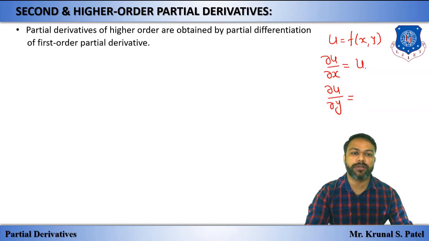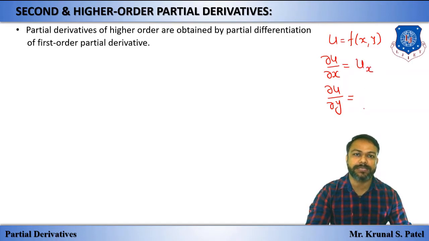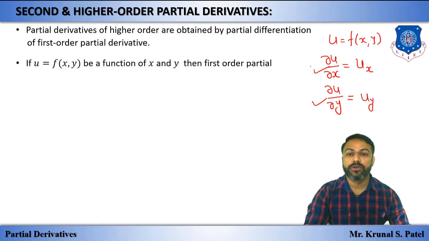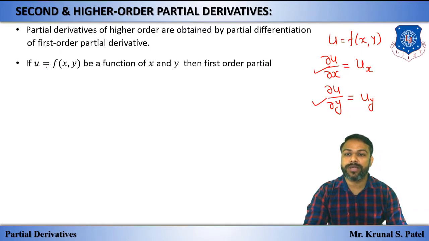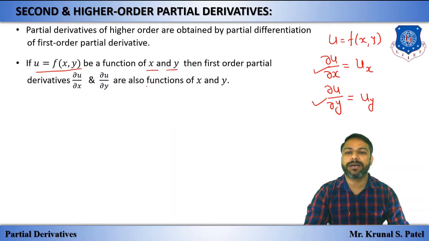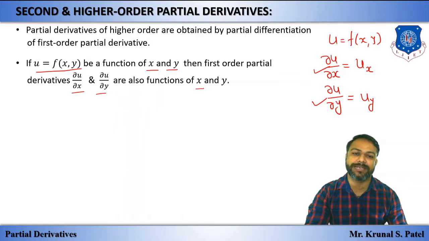And the notation for with respect to x is ux, and the notation for with respect to y is uy. Okay, so by differentiating this first order partial derivative again and again, we can find second and higher order partial derivatives. So let's have a look. If u is equal to f of x comma y, a function of x and y, then the first order partial derivatives del u by del x and del u by del y are also functions of x and y, that we know. After differentiating the given function, the answer will be in the form of x and y only.